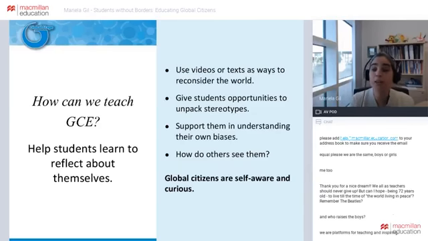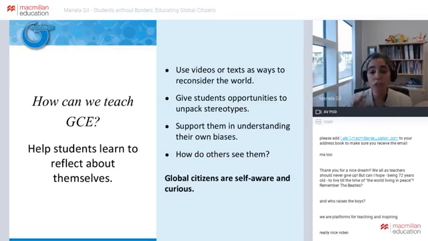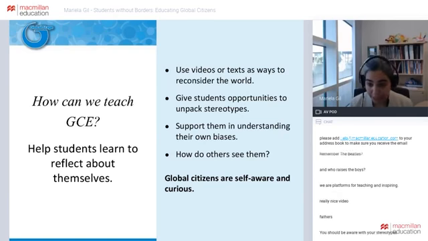Ask your students how others see them. Whatever age, gender, culture they are, how do others see them? Global citizens are self-aware and curious.